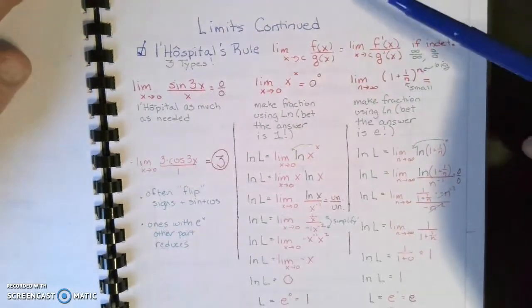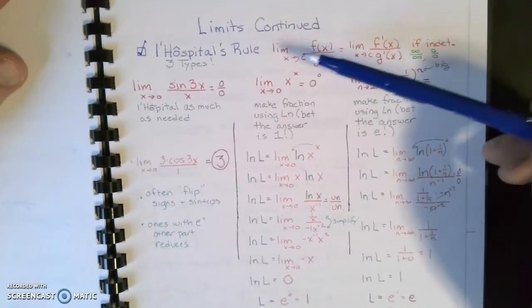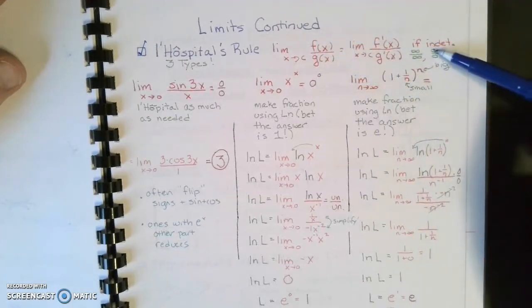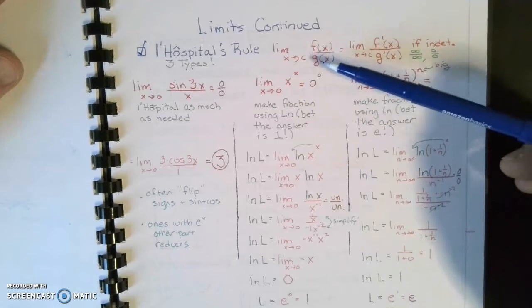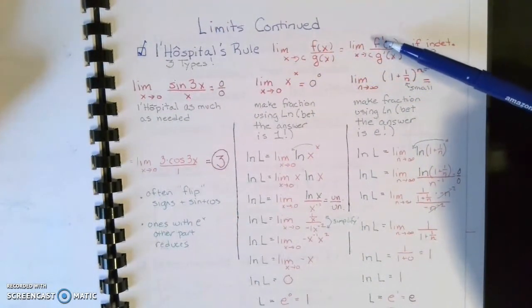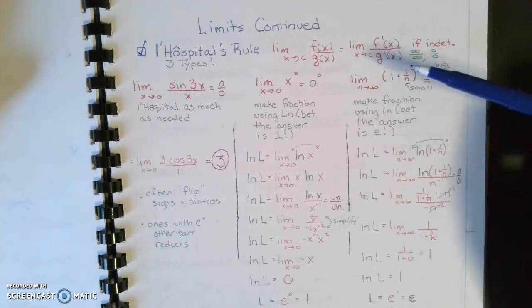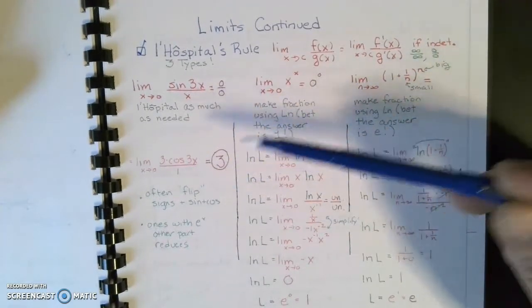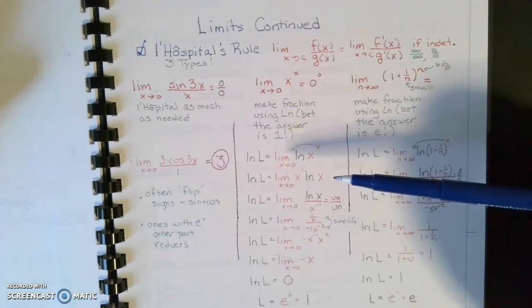But the main rule in L'Hopital is that if you take the limit of something, a polynomial over a polynomial, and you put in your number and you get indeterminate, infinity over infinity or 0 over 0, then the limit itself is equal to the limit of the derivative of the top over the derivative of the bottom. These are the 3 examples. All of these aren't tested on the AP. We're going to talk about which ones are in a minute.